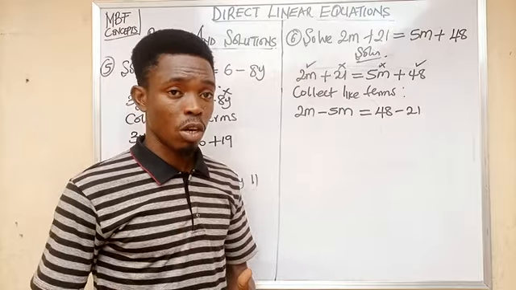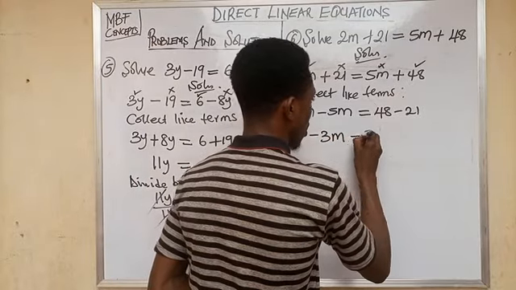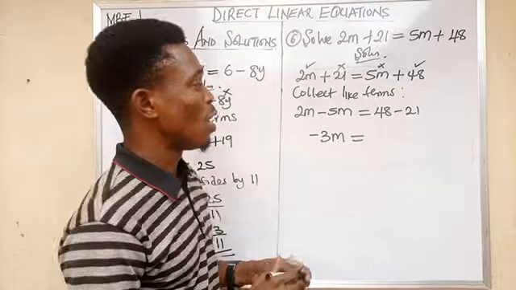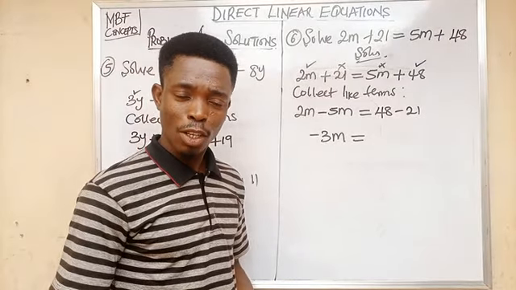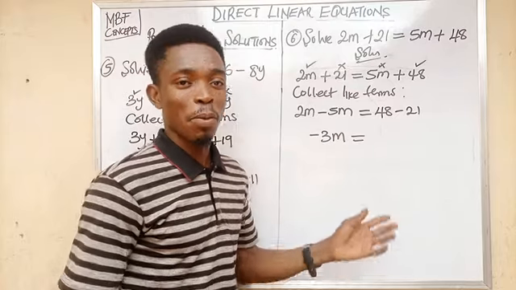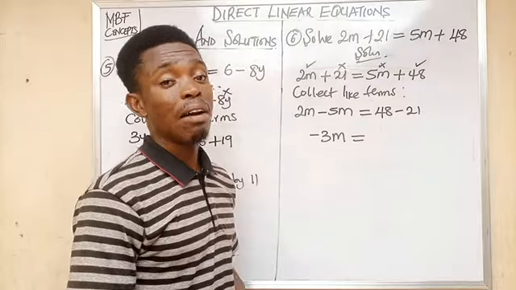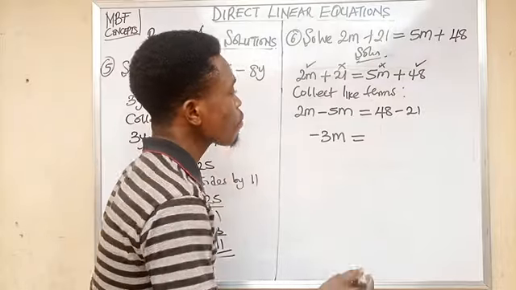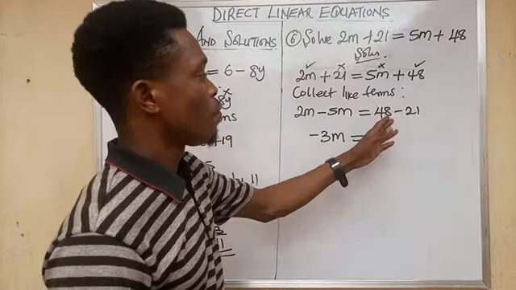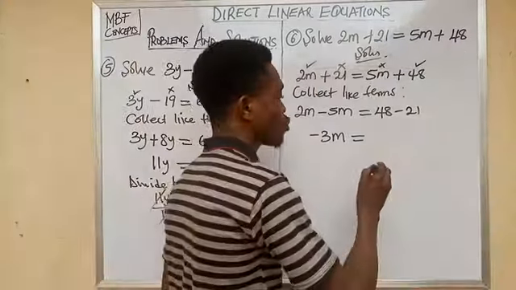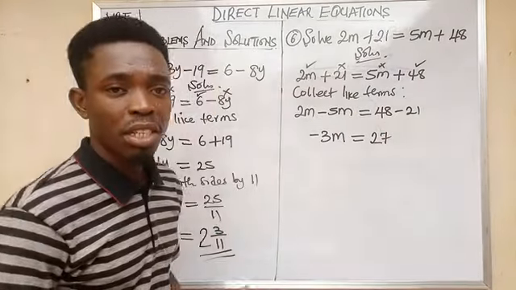Anytime you are removing a bigger number from a smaller number, you are going to have a negative result. So we are going to have minus 3m equal to, now understand that m can be mango. So if I remove 5 mangoes from 2 mangoes, is it possible? Not really possible, but this is what we have. So anytime you remove a bigger number from a smaller number, you have a negative outcome. Then when we remove 21 from 48, guys, we are going to have 27. This is what we have.